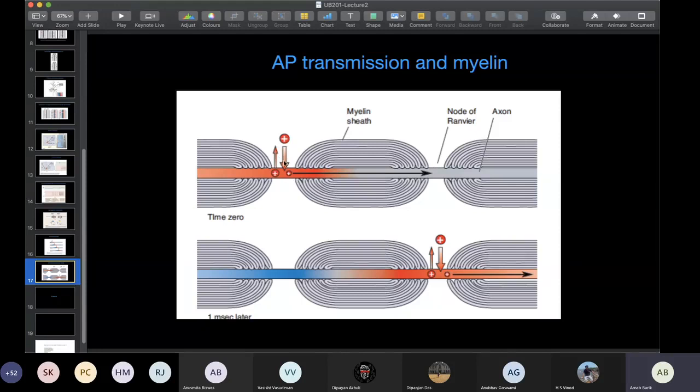So that is basically deciding the speed of it, the amount of myelination. The more the myelination is, the faster the transmission is. And again, we'll come to this later. So, for an example.